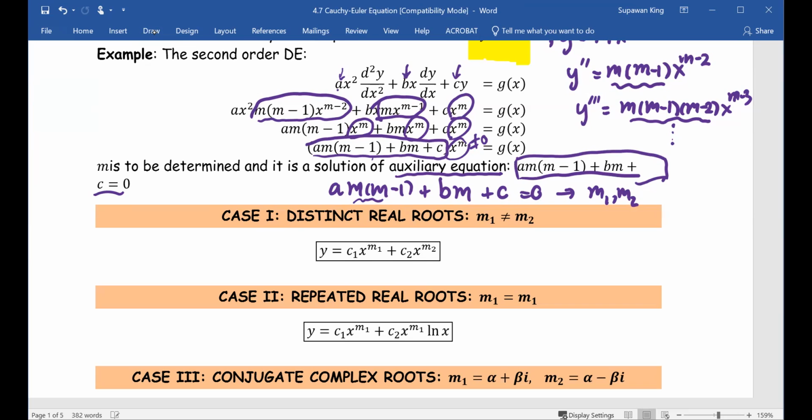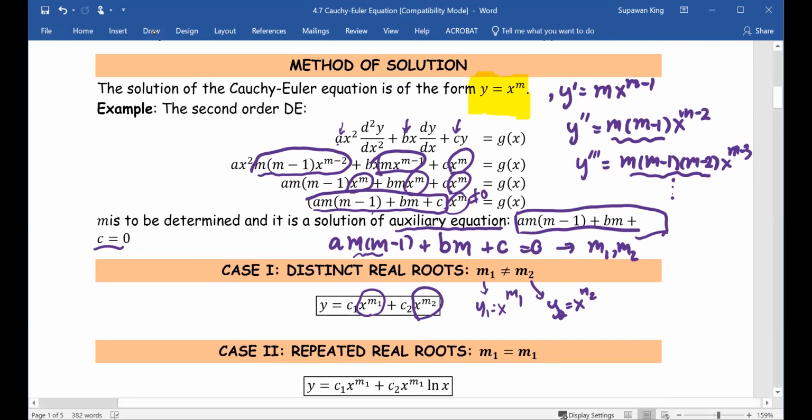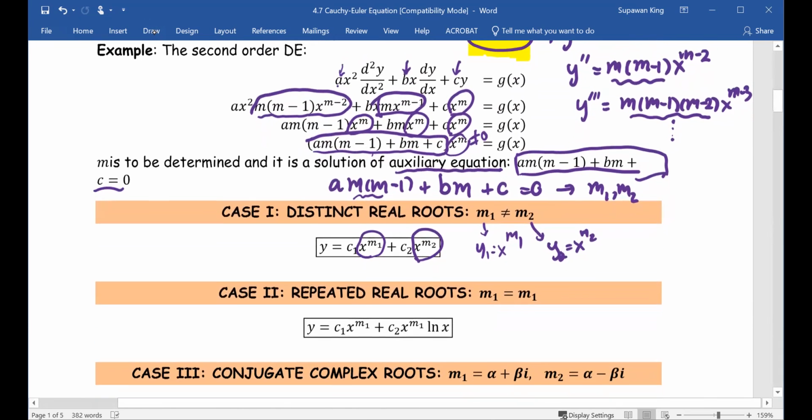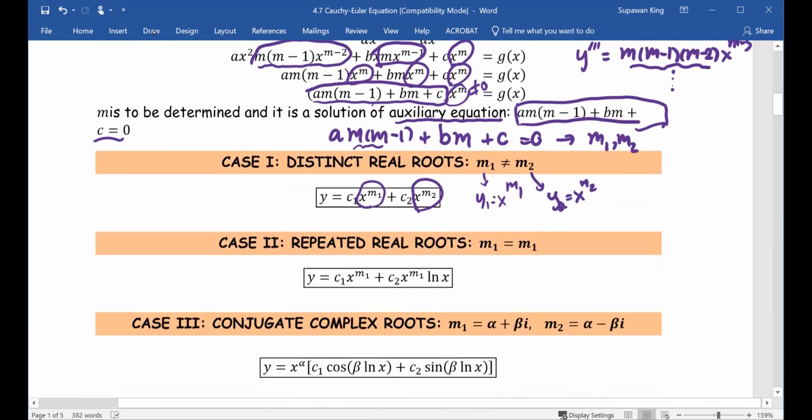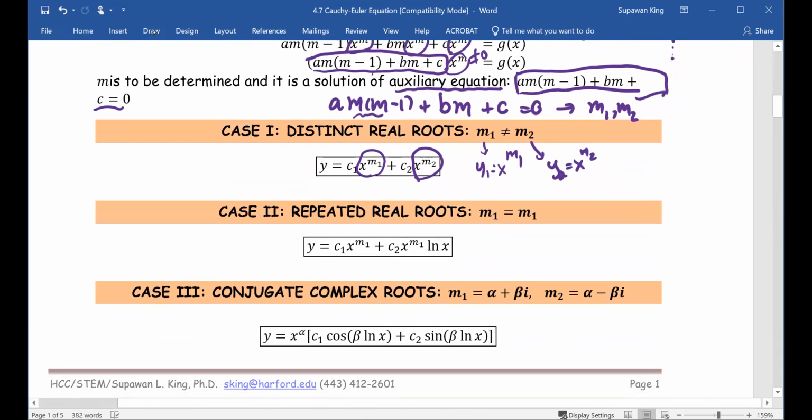For distinct roots, where m1 and m2 are not the same, you put the solution in the form c1 times y1 plus c2 times y2, where y1 is x to the power m1 and y2 is x to the power m2, so yc is c1 y1 plus c2 y2. Recall the trial solution form is x to the power m, so we use m as the power of x, not the power of e like in the constant coefficient case.